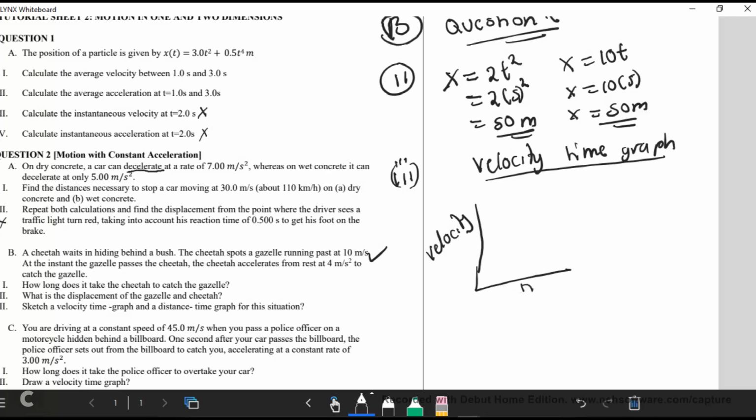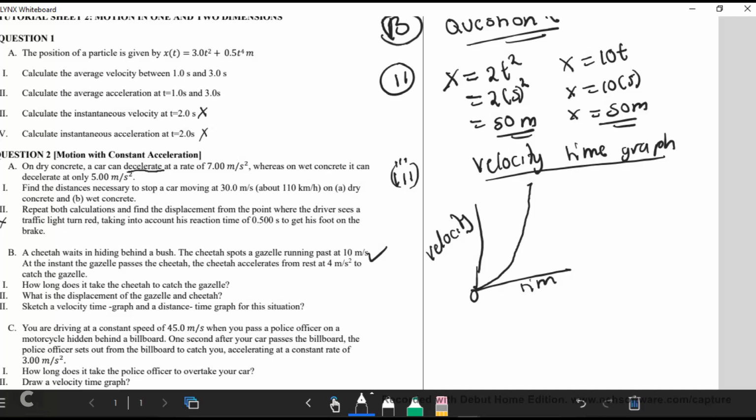Then this side is what? The time. Now I want you to look at this. The cheetah started from the rest. If the cheetah started from the rest, meaning it's supposed to start from this side, and it was increasing like that. So it started from the 0 here, the velocity, then it was increasing up to there.